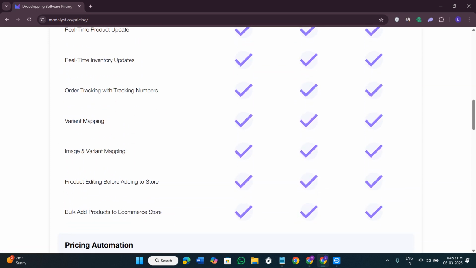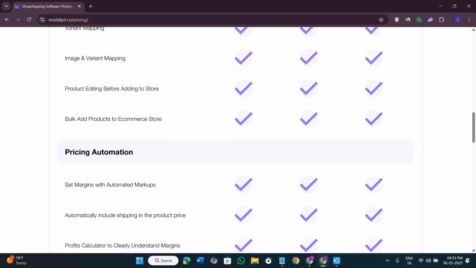So if you want a reliable dropshipping solution with faster shipping and access to brand suppliers, Modalyst is a great choice for you. It is especially useful for those who are looking to stand out with high quality products instead of just selling generic AliExpress items.